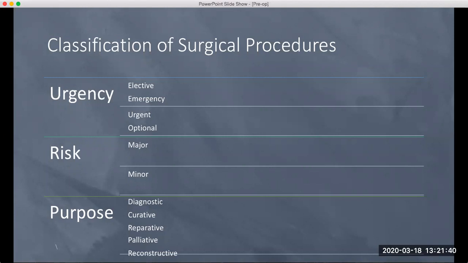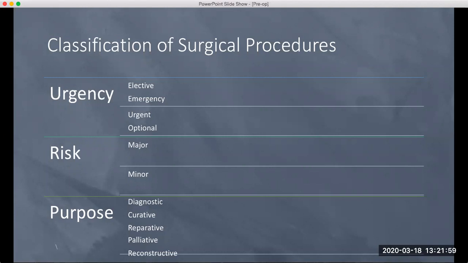And then, of course, optional are going to be those things that we don't really have to have surgery for. We're just choosing to. Something that comes to mind in this category might be some type of plastic surgery, rhinoplasty or facelifts or things like that.